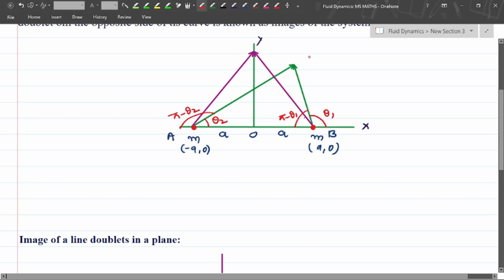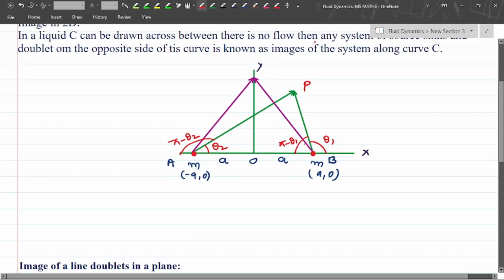If there is a point P, and it is the image of the source, the lengths are r1 and r2. If we bring this point onto the y-axis, I say this is P dash.